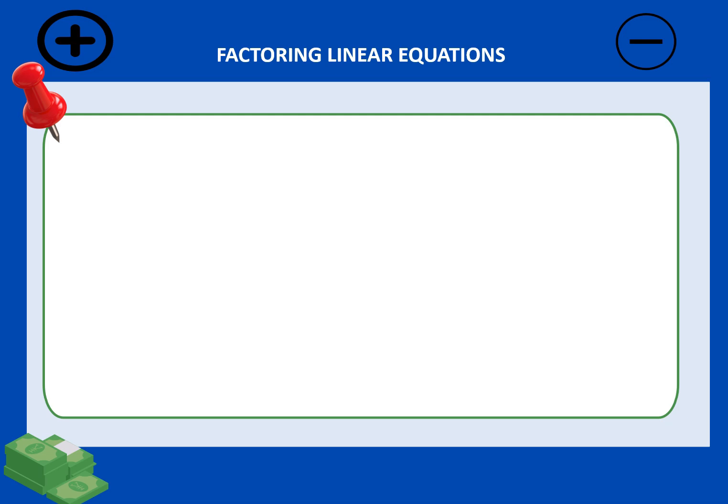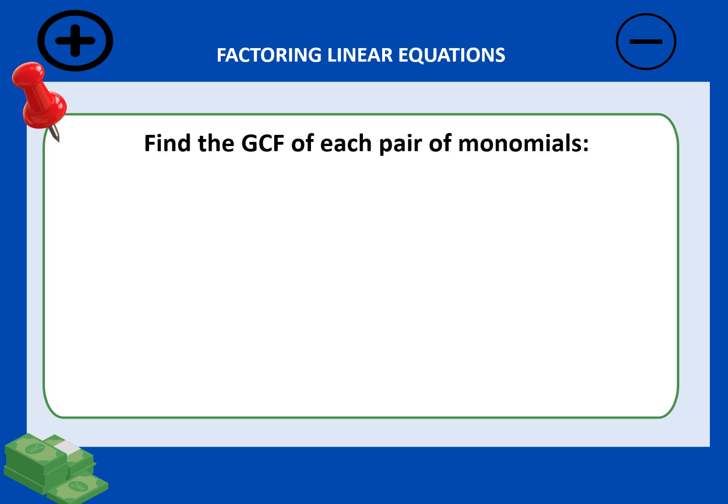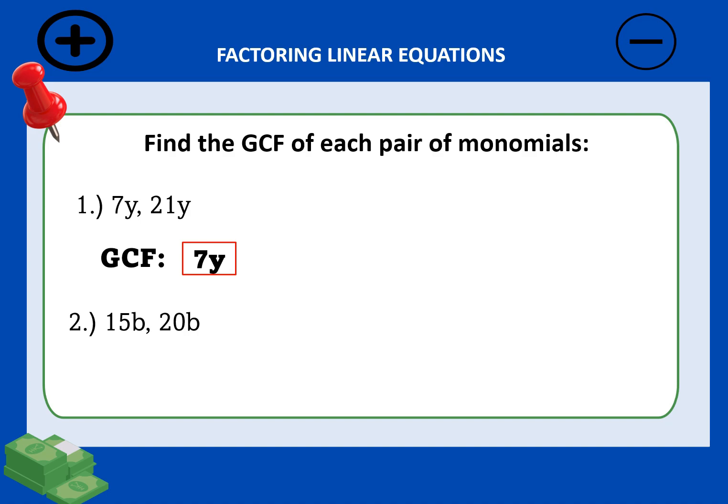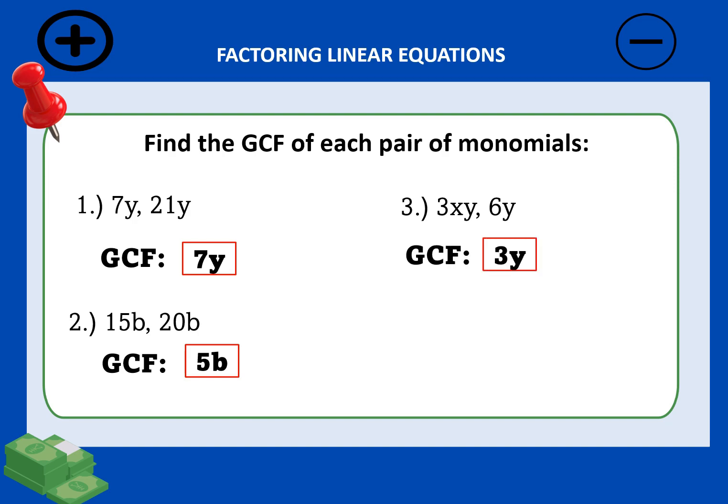Another set of examples. Find the GCF of each pair of monomials. The first one is 7y and 21y. What is the greatest common factor of these two monomials? Yes, you are right. The answer is equal to 7y. Next example, 15b and 20b. Alright, it is 5b. The third one is 3xy and 6y. Alright, it is 3y. Another one, 36mn and 27n.